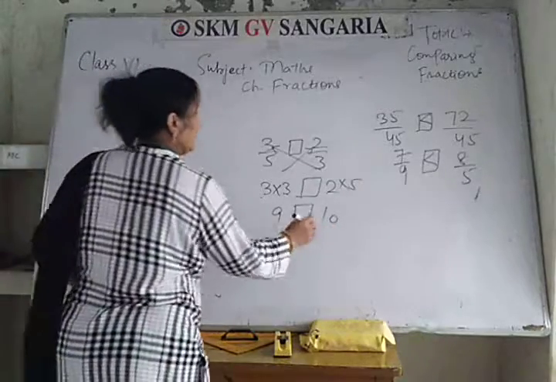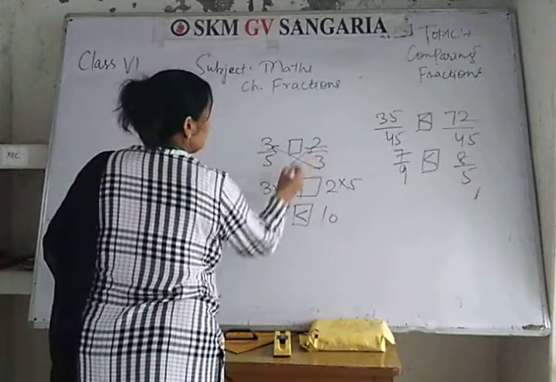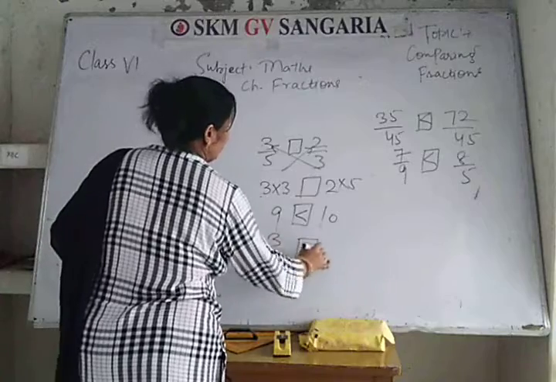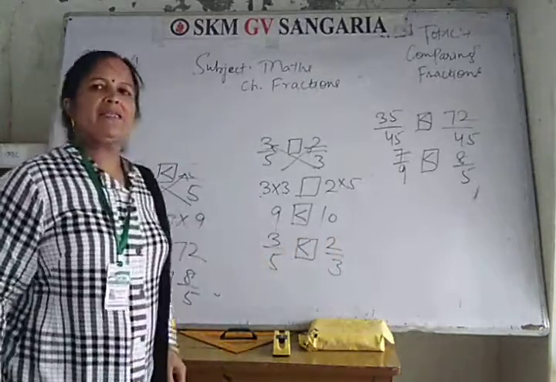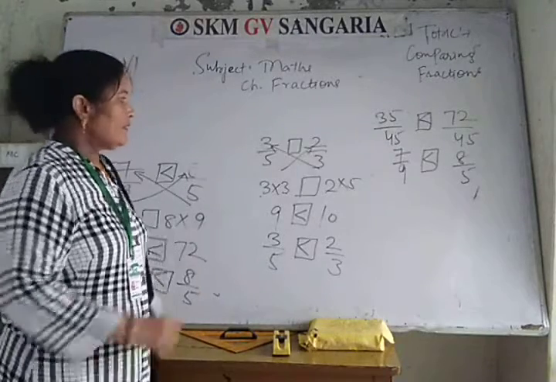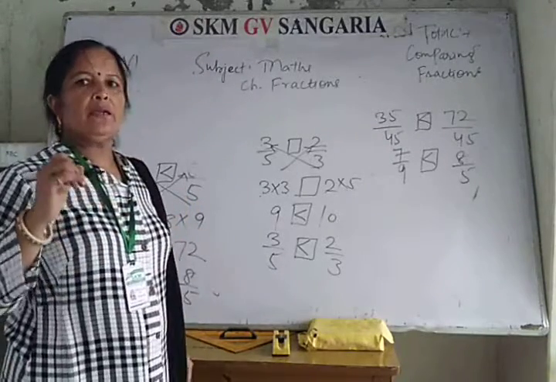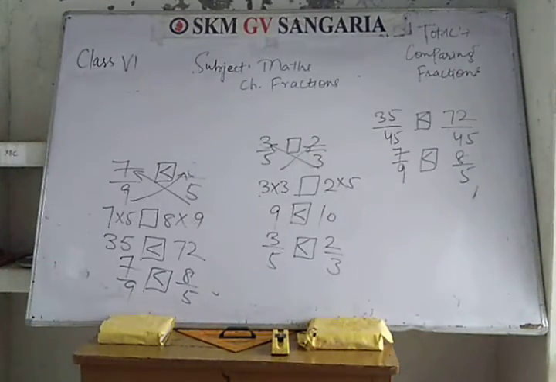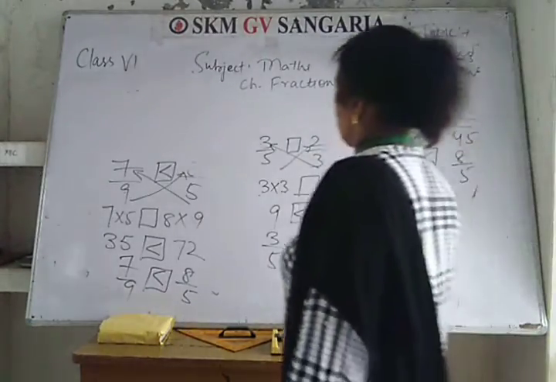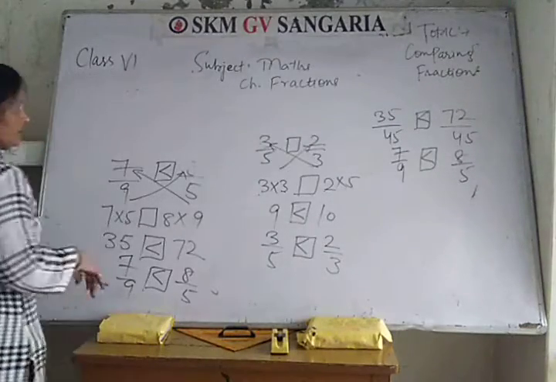Okay. So which is greater? 10 is greater, means 3 upon 5 is less than 2 upon 3. So 2 upon 3 is greater. Very simple na? This method is very easy to do and not time consuming. Okay, a time saving method. You can do it in this way also. How to compare the fractions.